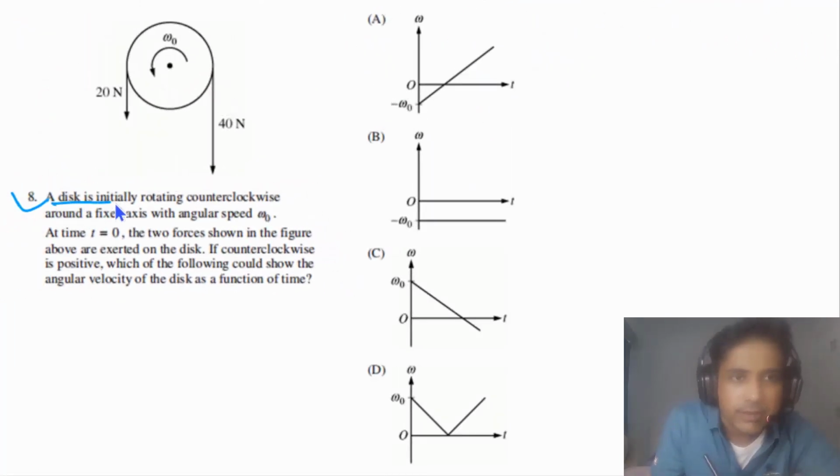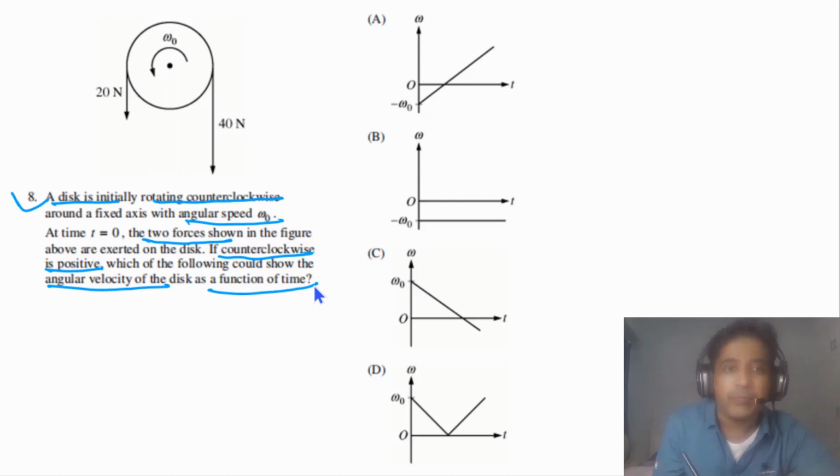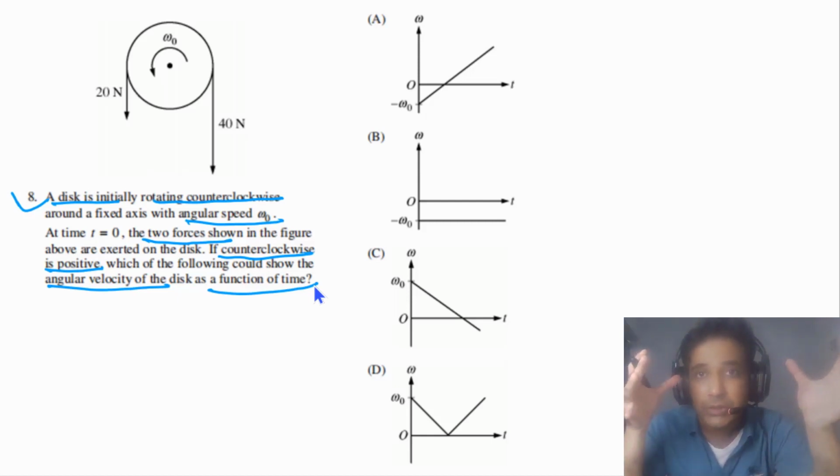Question 8 says a disk is initially rotating counterclockwise around a fixed axis with angular speed omega naught. At time t equals 0, two forces shown in the figure are exerted on the disk. If counterclockwise is taken as positive, which of the following could show the angular velocity of the disk as a function of time? That means how angular velocity is changing with time.